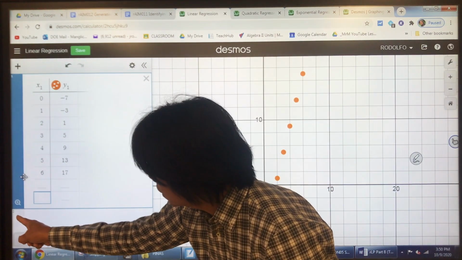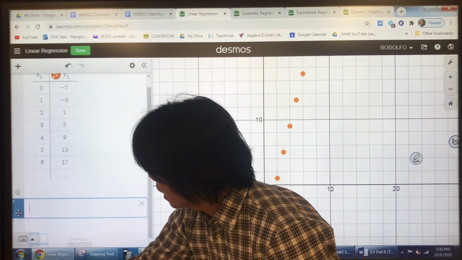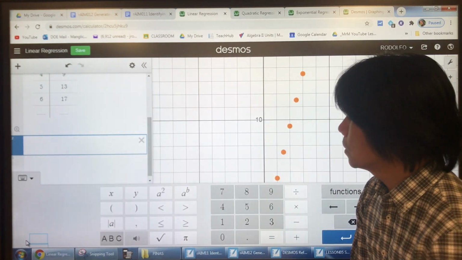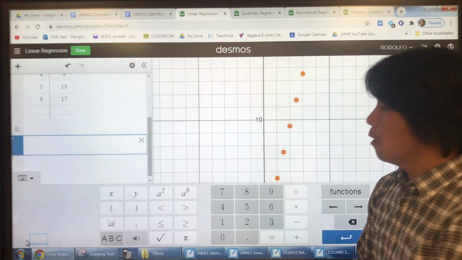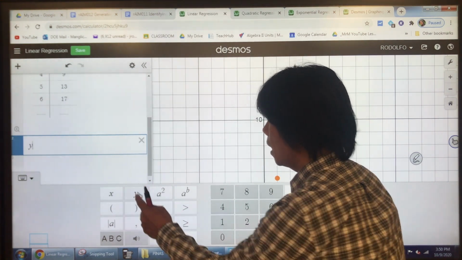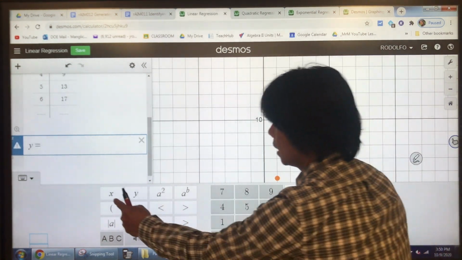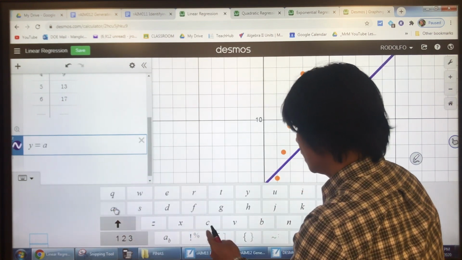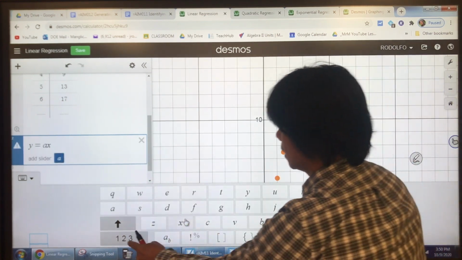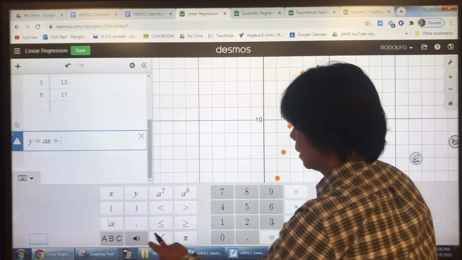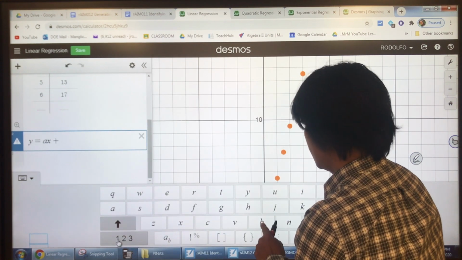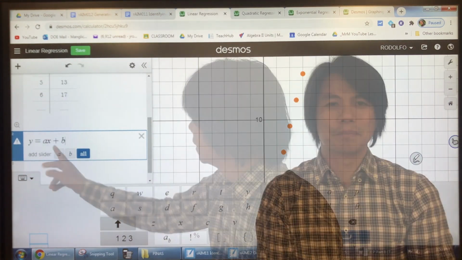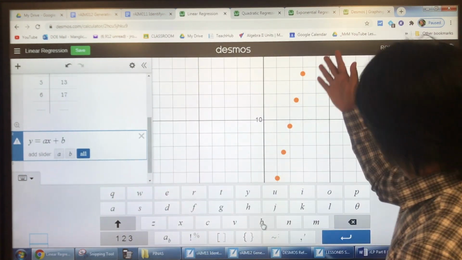You see number 2 there, the second row. Click on that and then this keypad. And then you type in the standard form of a linear function: y equals, I have my a here, a, x, then plus b. To be honest, it's easier if you use your laptop. But take a look, there's no line yet.